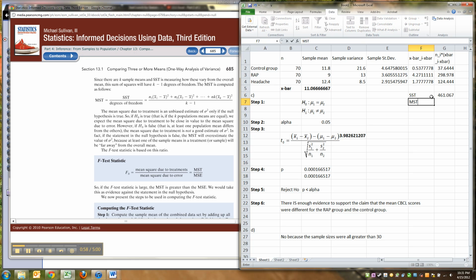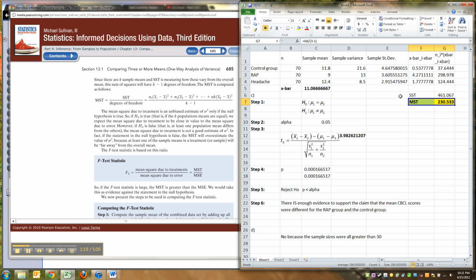The mean square due to treatment is equal to that number we just found, 461, divided by, and now, how many treatments did we have? We have 3 different groups here, so 3 take away 1. That's k take away 1, right? Degrees of freedom. All right, so there we go. There's the numerator right there. I'm going to put it in yellow so I can spot it a mile away.